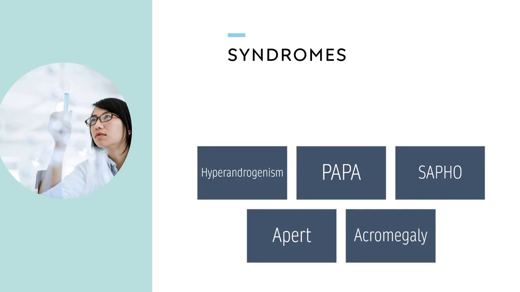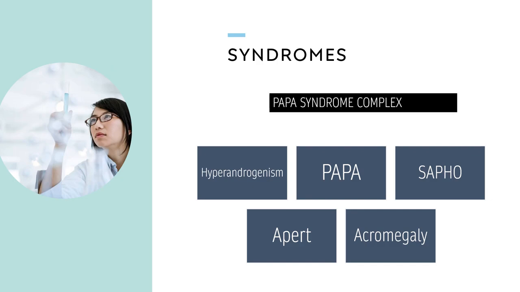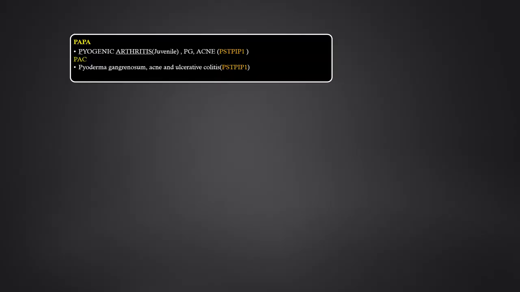The first, of course, is hyperandrogenism, which I'll discuss in another lecture. Then you have syndromes like PAPA, SAPHO, Apert, and acromegaly, out of which we will try to focus on the PAPA syndrome complex. Right, so we'll begin with the syndromes, and I'll begin with the first syndrome, that is PAPA. Now, PAPA is the main syndrome which you should understand, and the rest are probably variants of that.